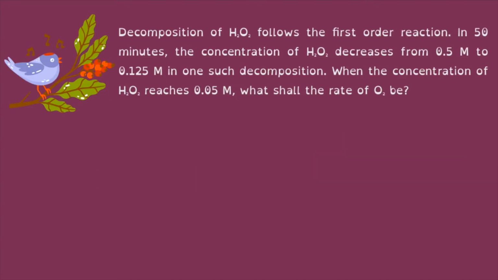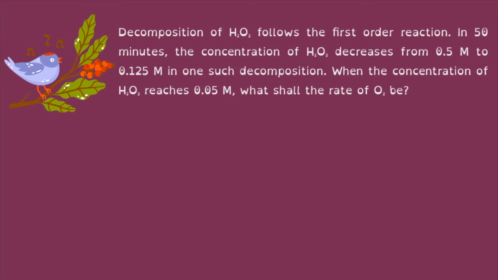Question number 1. The decomposition of hydrogen peroxide follows the first order reaction. In 50 minutes, the concentration of hydrogen peroxide decreases from 0.5 molar to 0.125 molar in one such decomposition. When the concentration of hydrogen peroxide reaches 0.05 molar, what shall the rate of oxygen be?